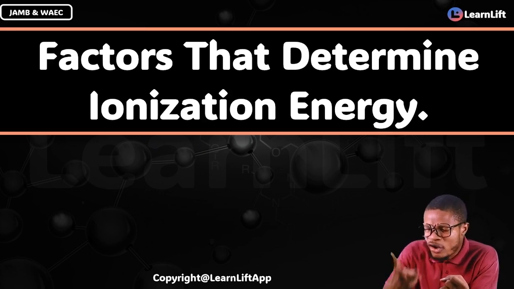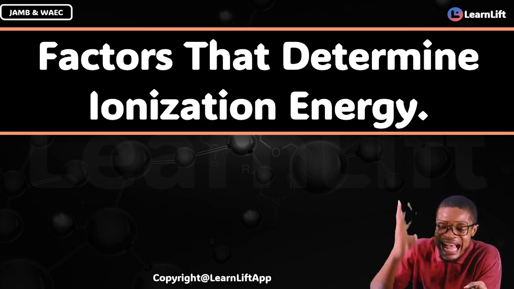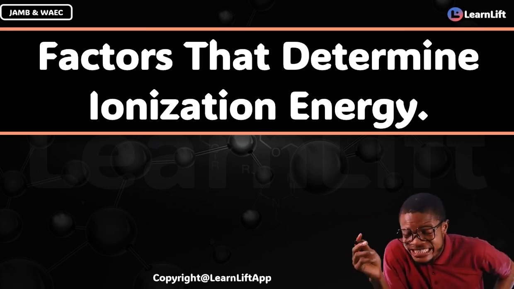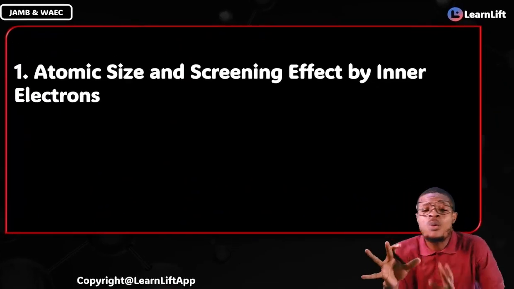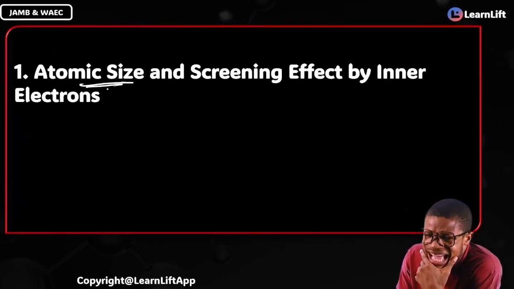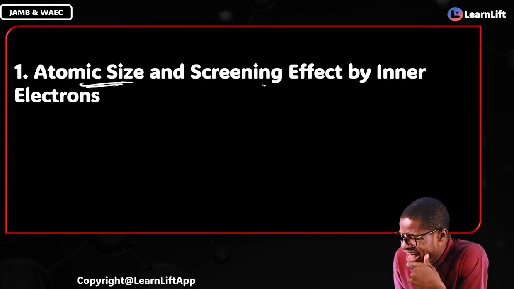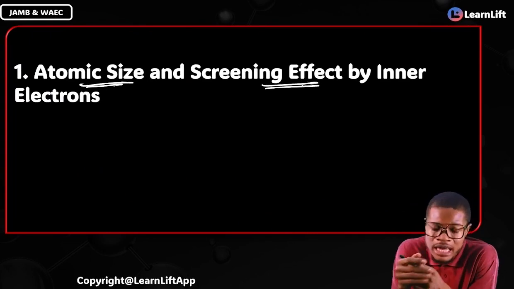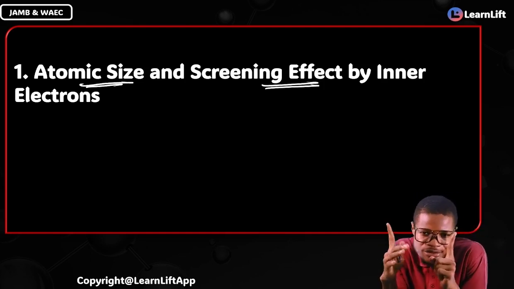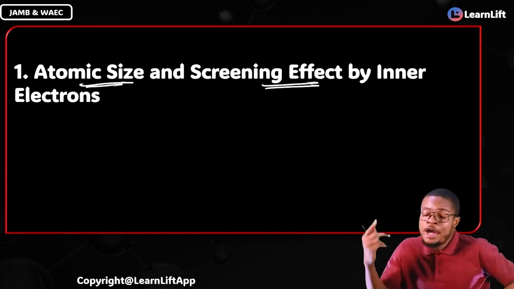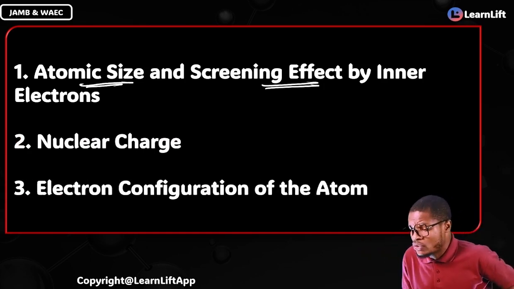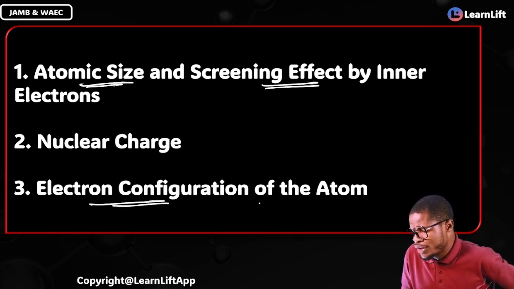There are 3 major factors that determine ionization energy. How many are there? 3 of them. So list the 3 for us. They include the following. Number 1 is called atomic size and screening effect by inner electrons. So atomic size and screening effect by inner electrons is one of the major factors that affect ionization energy. Number 2 is called nuclear charge. And then number 3 is called electron configuration of the atom.